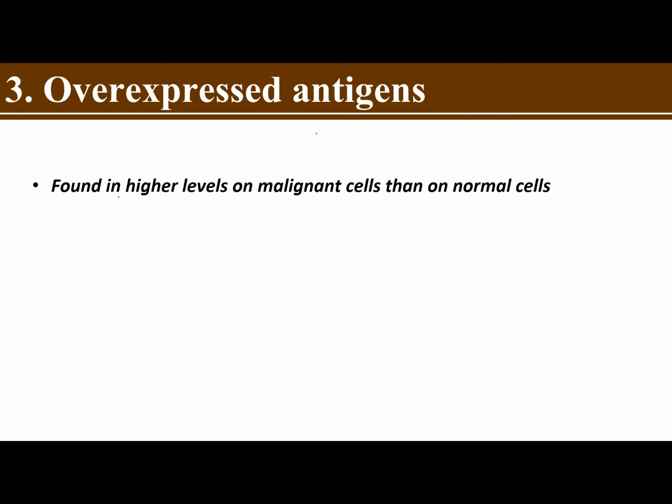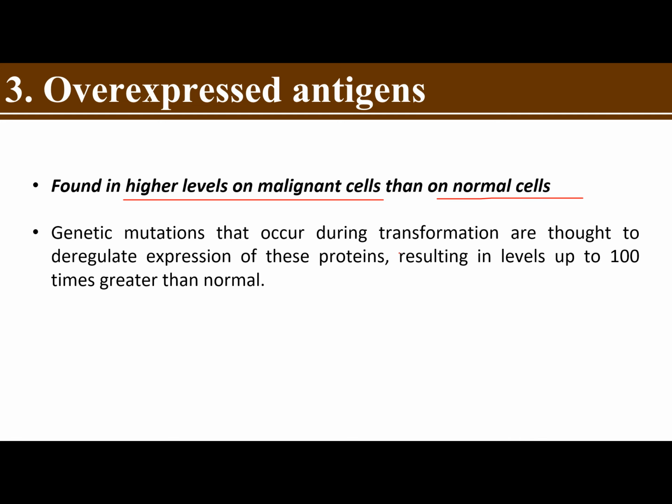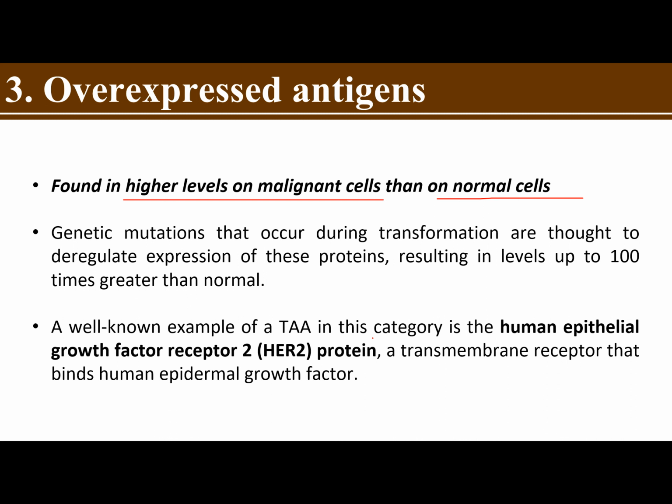Then the last one is the overexpressed antigen. So this is a type of TAA found in higher levels on malignant cells than on normal cells. Genetic mutations that would occur during transformation are thought to deregulate expression of these proteins, resulting in levels up to 100 times greater than normal. A well-known example of TAA that is an overexpressed antigen is the so-called human epidermal growth factor receptor 2, or your HER2 protein. This is a transmembrane receptor that would bind human epidermal growth factor.